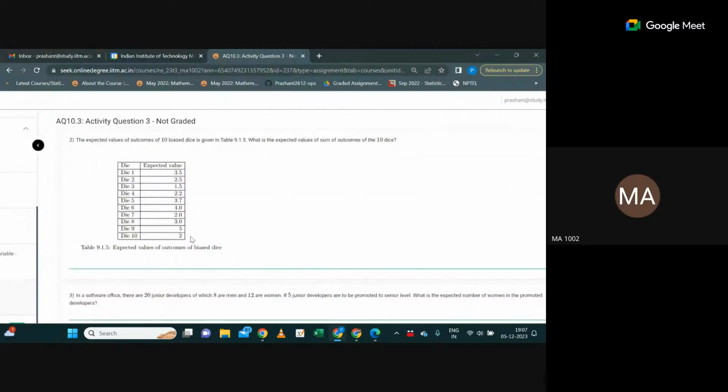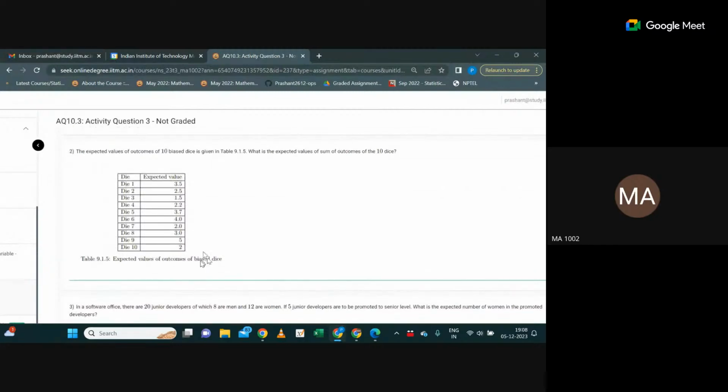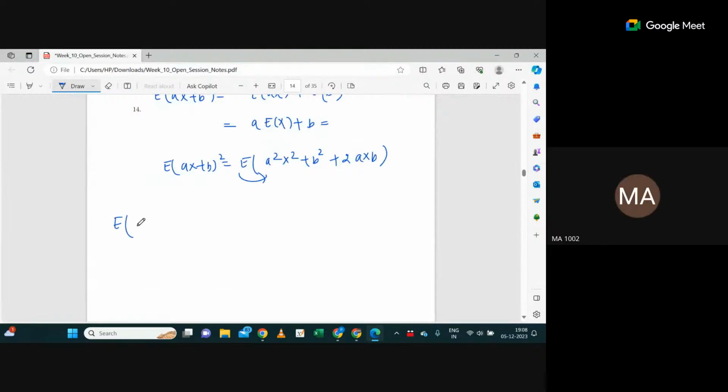Okay. What about question number 2? Please read the question carefully. It says expected values of outcomes of 10 biased dice is given in this table. What is the expected value of the sum of outcomes of these 10 dice? That means it is asking about expectation of x1 plus x2 plus x3 plus x4 up to x10, right? So basically it is asking expectation of x1 plus x2 plus so on plus x10. This is the question.